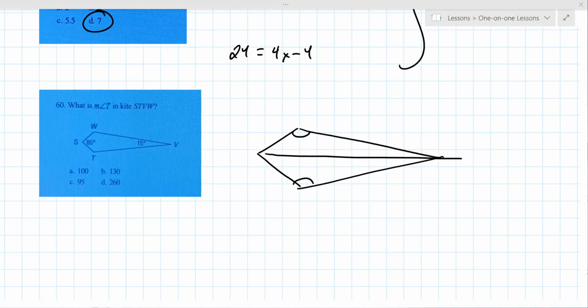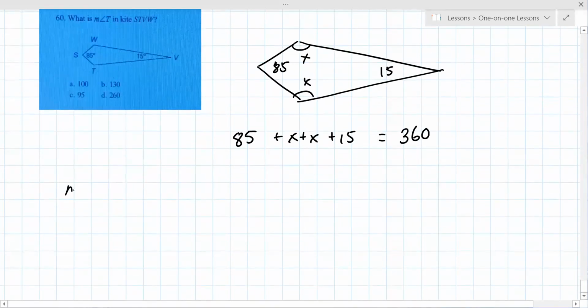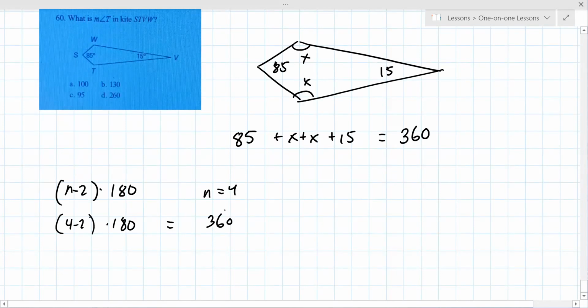So that means that if you know two of the angles, in fact, I shouldn't have drawn this line here. Let me see if I can remove it. Since you know this one, 85, and 15, these are x. These have to add up to 360. Now, how do I know it's 360? That comes from that formula, n minus 2 times 180. The n in this case is 4 because it's four-sided. So 4 minus 2 times 180 equals 360. Go ahead and solve that and see if you can come up with x, please.